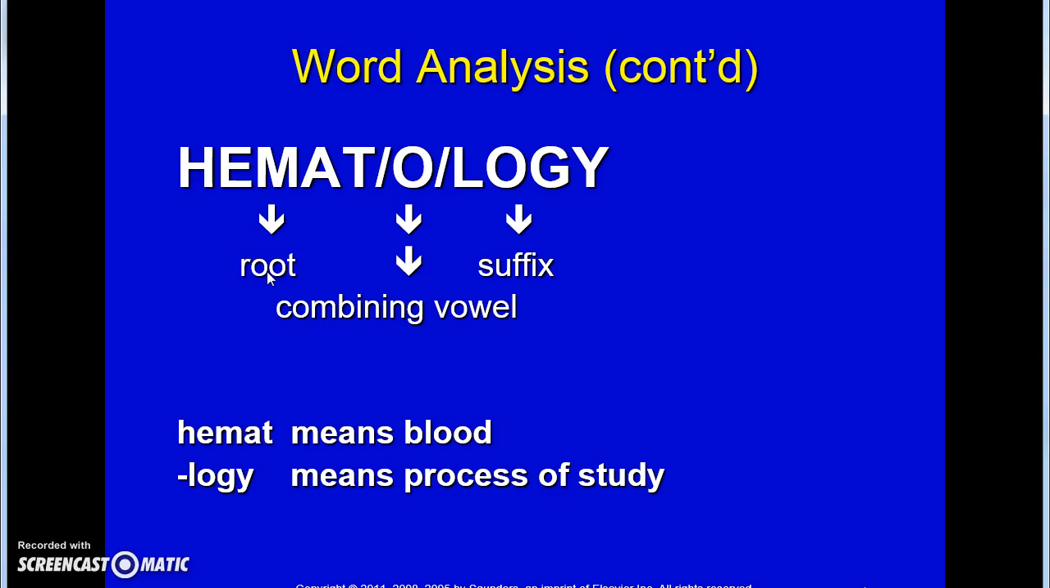Just like a tree grows from its roots, a medical term grows from its roots. A root word is the foundation of any medical term. All medical terms have a root word. As we can see here in just a little while, some medical terms have two root words that are combined together. But in this example, we have one root word and one suffix, which is the end of all medical terms. In between the root word and the suffix, as you can see, is the combining vowel.